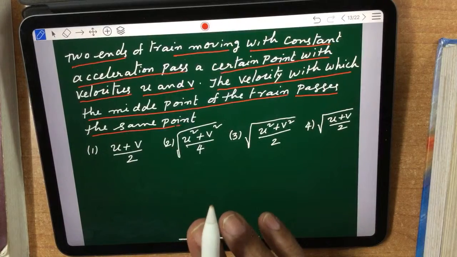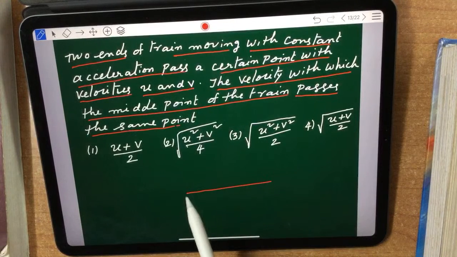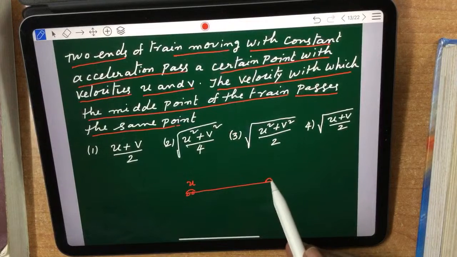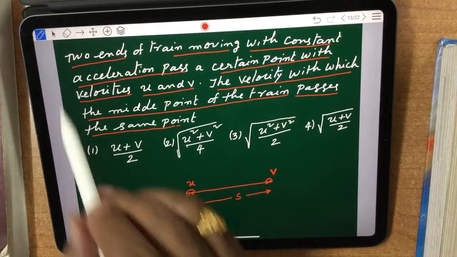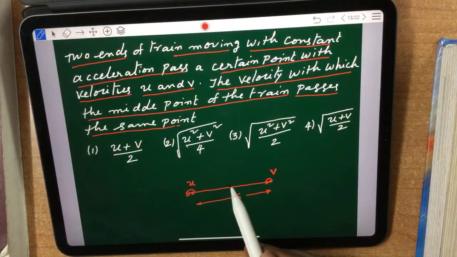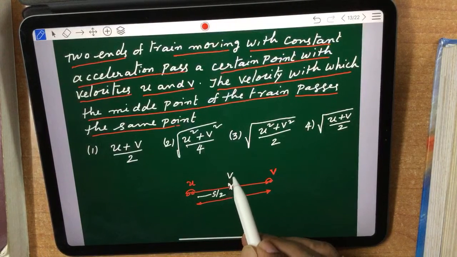So indirectly what is asked is, if u is the initial velocity of the car, v is the final velocity of the car, instantaneous velocity, s is the total displacement, it is asking what is the velocity at midpoint of a journey. Midpoint of a journey means at s by 2. What is the velocity at midpoint of a journey?